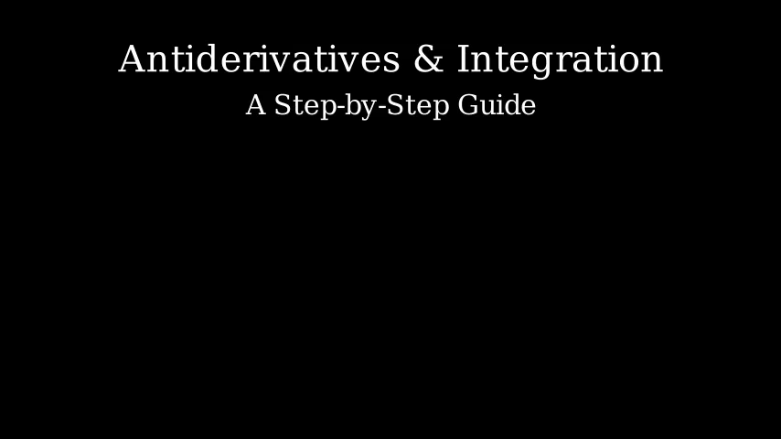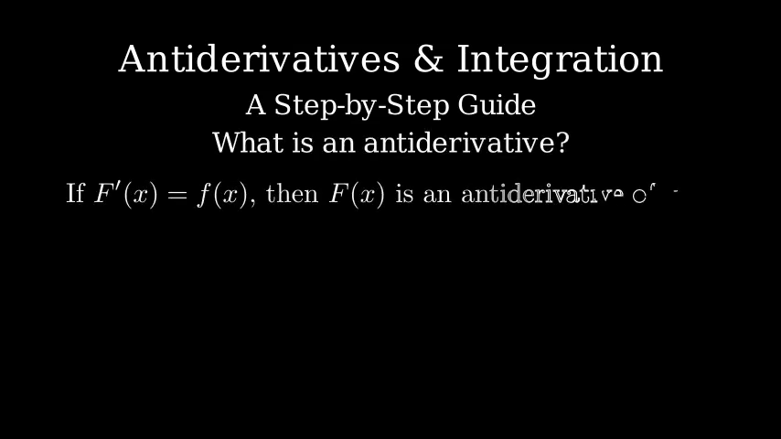What is an antiderivative? An antiderivative of a function f of x is a function capital F of x whose derivative equals the original function f of x. In mathematical notation, we write capital F prime of x equals f of x.